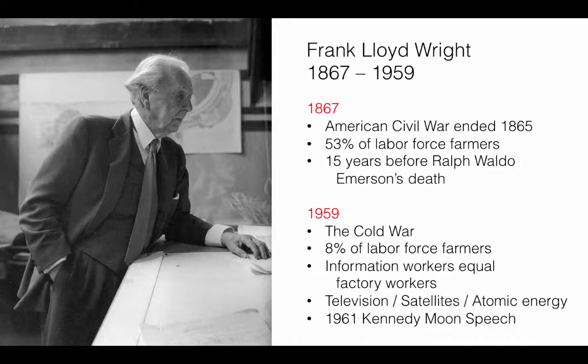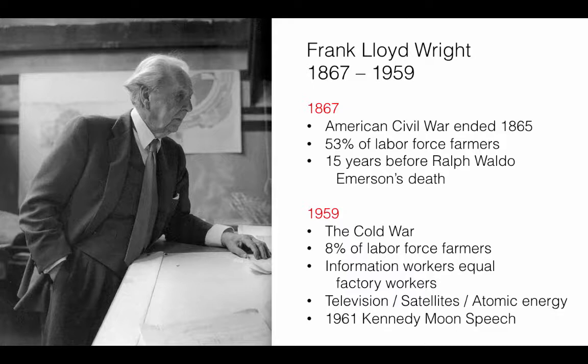So, Frank Lloyd Wright, an overview. We'll do a brief bio of Wright, but for now, let's just get a quick look here and see Wright was born in 1867. The American Civil War, which we tend to think of as a long time ago, had ended in 1865, just 2 years before that. At that time, 53% of the labor force in the United States were farmers, and Wright lived in the age of the transcendentalist Ralph Waldo Emerson, who died when Wright was 15 years old. So Emerson was not a historical figure for Wright, but someone who was alive when he was.